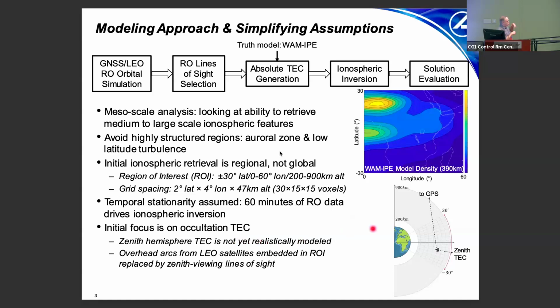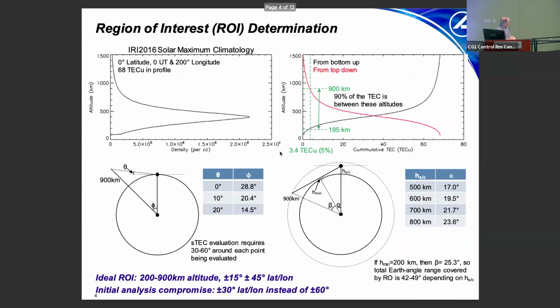Yeah, so we replaced the overhead arcs by just a vertical TEC measurement in our analysis as a simplification initially. So why did we pick this particular region of interest? It comes from climatology. This is from IRI, a solar maximum situation. You can see the bulk ionosphere is maybe a little bit raised in altitude relative to what it would be for solar minimum. And basically 90% of the TEC is coming from altitudes between roughly 200 kilometers and 900 kilometers. So that's where the altitude region comes from.